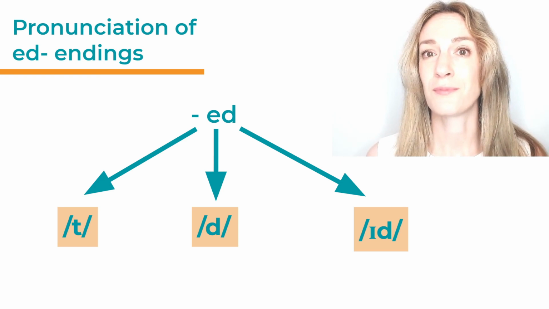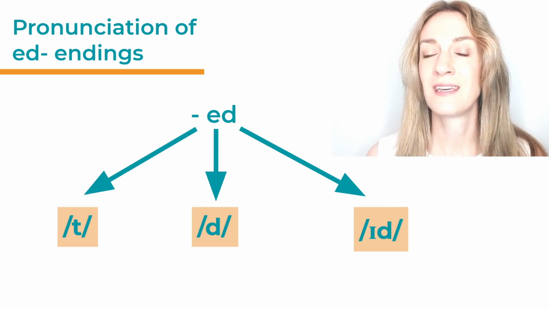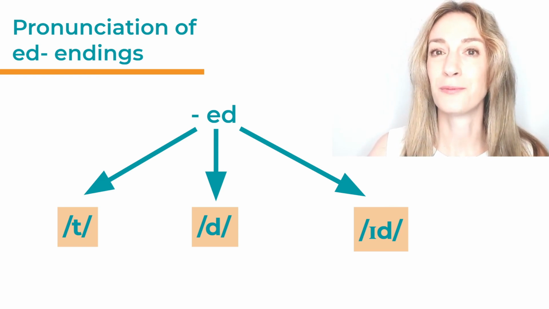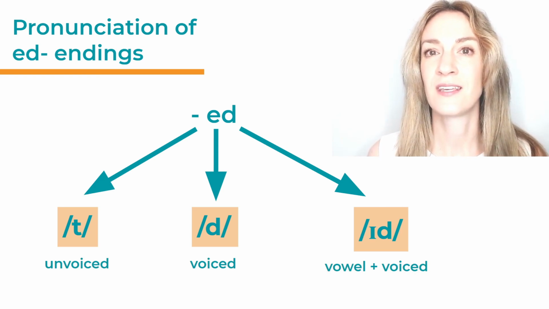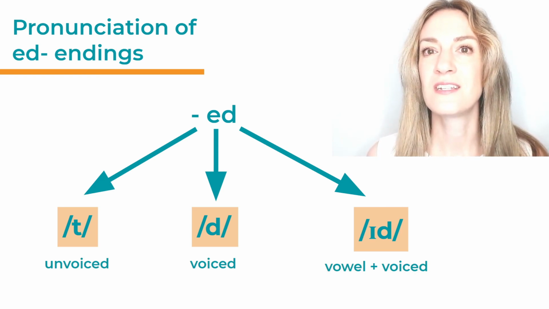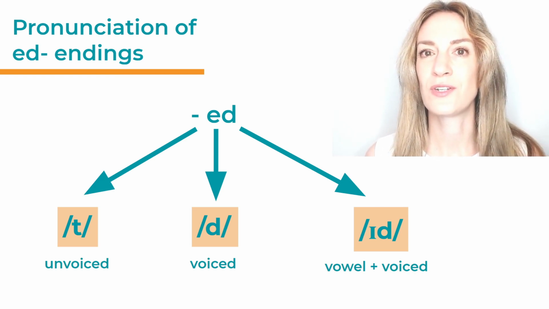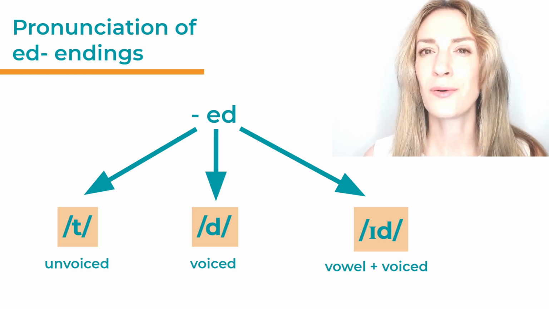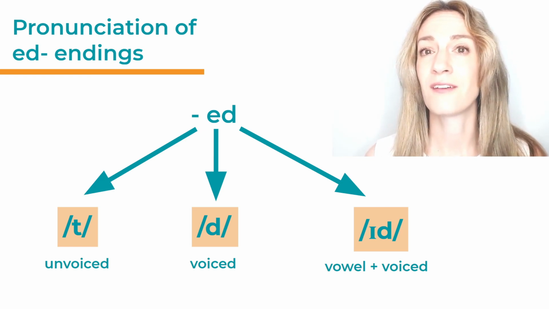And the third option is id. Id is a combination between a short vowel sound, I, and the voiced consonant, d. And together they form id. So here's a little summary again. We have t, unvoiced consonant, d, the voiced consonant, and id, the combination between vowel and voiced consonant. And the third option is the only one where the letter E is actually represented through a vowel sound.